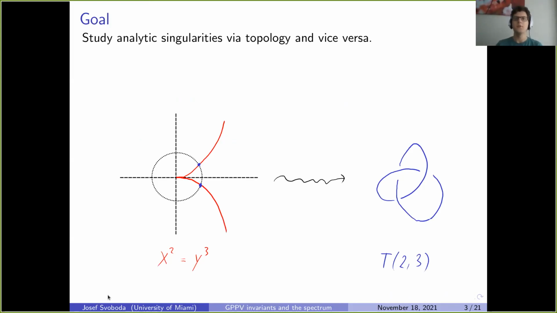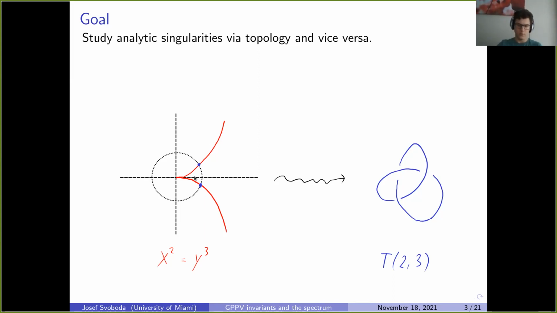So our goal is to study some geometric objects. So we study analytic singularities. This means that we have a function which has some point where all the derivatives are zero. So there is some singularity. For example, if you take this equation x squared equals y cubed, we can draw this curve, and we see that there is this cusp point at zero where the tangent line is a double line, right?